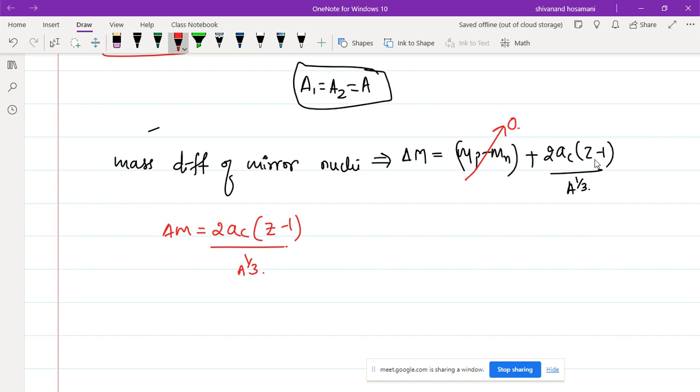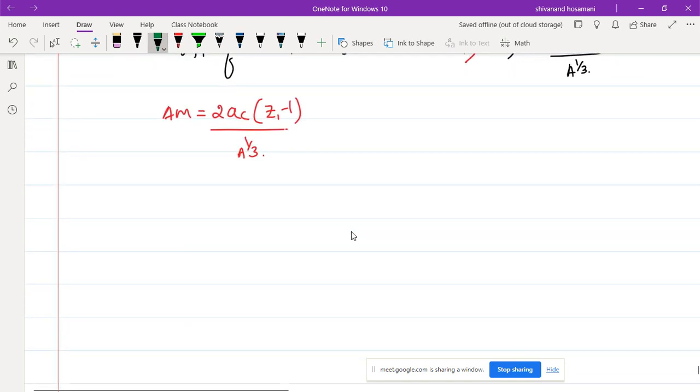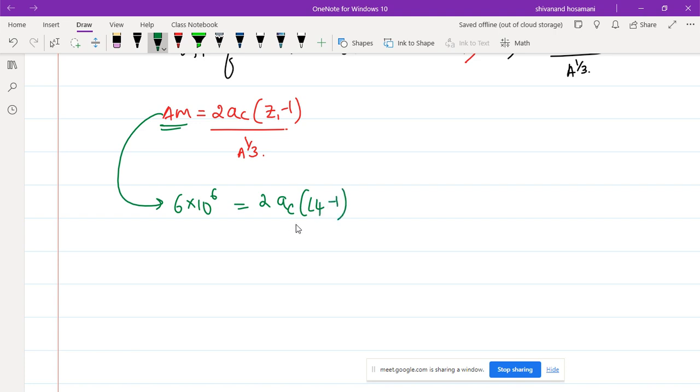Here Z means Z1. Whichever is larger, we generally take that, Z1. Look, Z1 is given as 14 and 8, and delta m is given as 6 MeV. So 6 into 10 to the power of 6 is equal to 2 times AC, where Z1 is 40 minus 1 divided by A, and A is nothing but 27 whole to the power of 1 by 3.